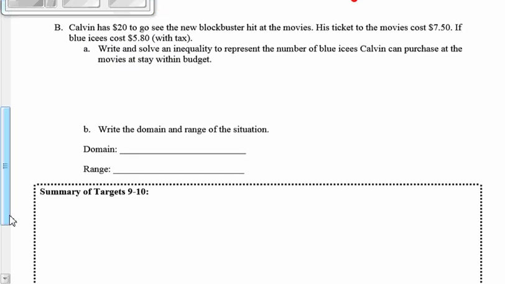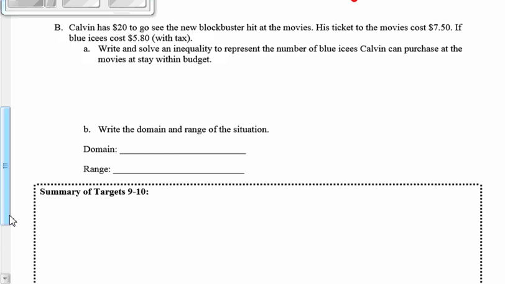All right, so our second example, we have Calvin, who has $20 to go see the new blockbuster hit at the movies. His ticket to the movies costs $7.50. If Blue Icies cost $5.80 with tax, what we're going to do is write and solve an inequality to represent the number of Blue Icies Calvin can purchase at the movies to stay within budget.